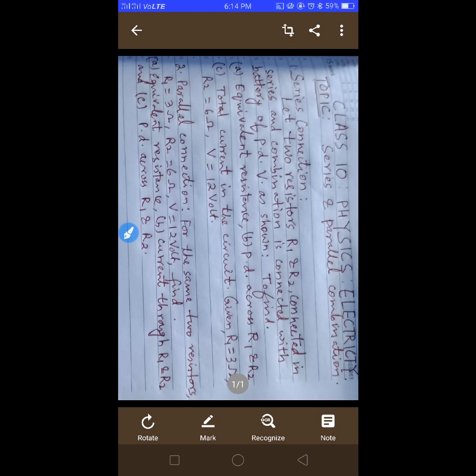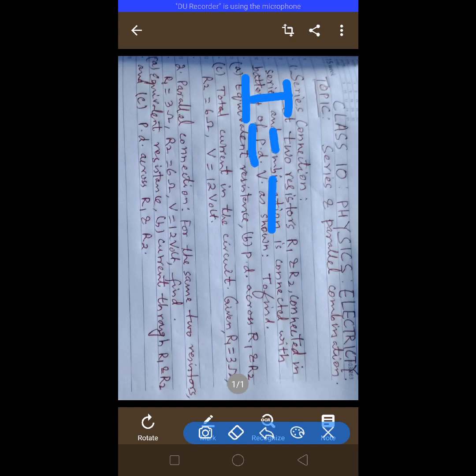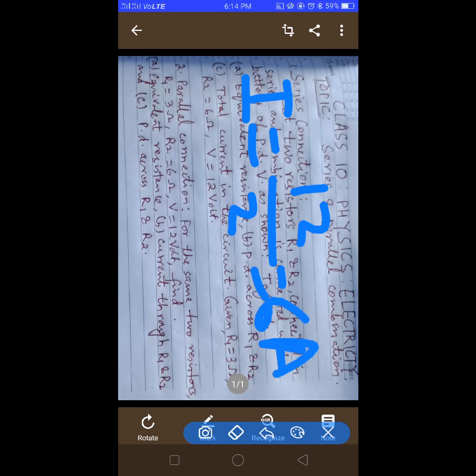And for total current I is equal to battery voltage is 12 volt upon R equivalent, we are getting 2 ohm. So this will be 6 ampere. And now the potential difference across R1 and R2, you know, in parallel will be same. So V1 is equal to V2 is equal to V is equal to 12 volt.